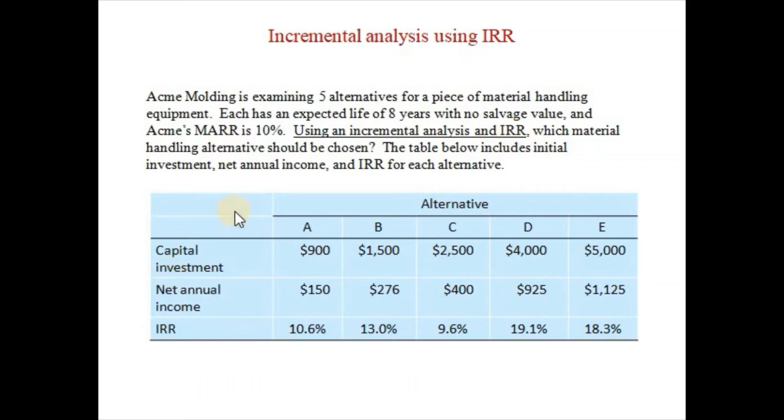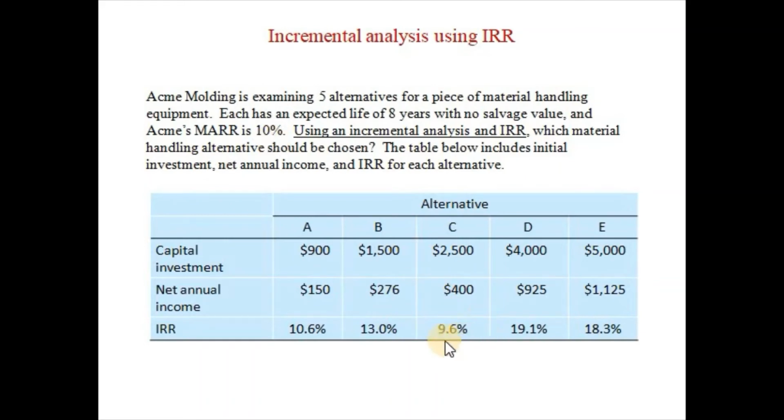First of all, I need to compare the MAR, which is 10%, to the IRR of each project or each alternative alone. Now, the IRR of A is 10.6. Is it greater than the MAR of 10%? Yes, so it stays for the comparison. B is 13%, greater than the MAR of 10%. So yes, it stays. Now C is 9.6%. It is less than the MAR.